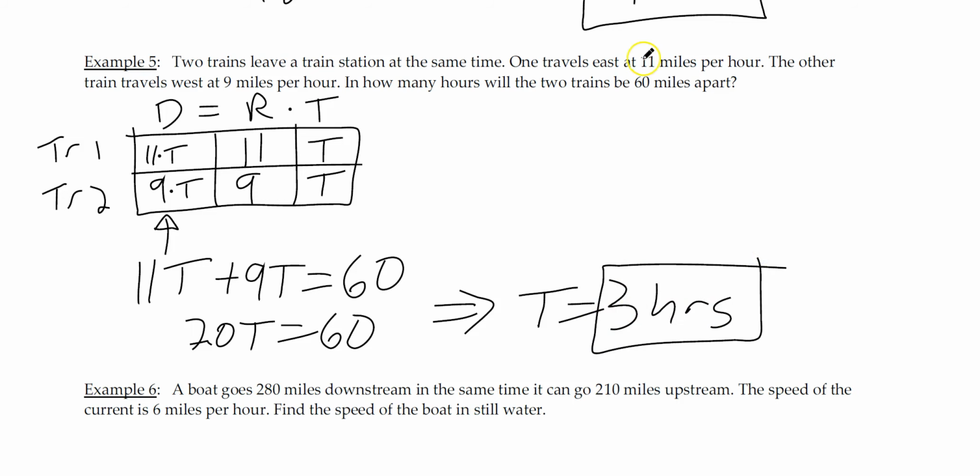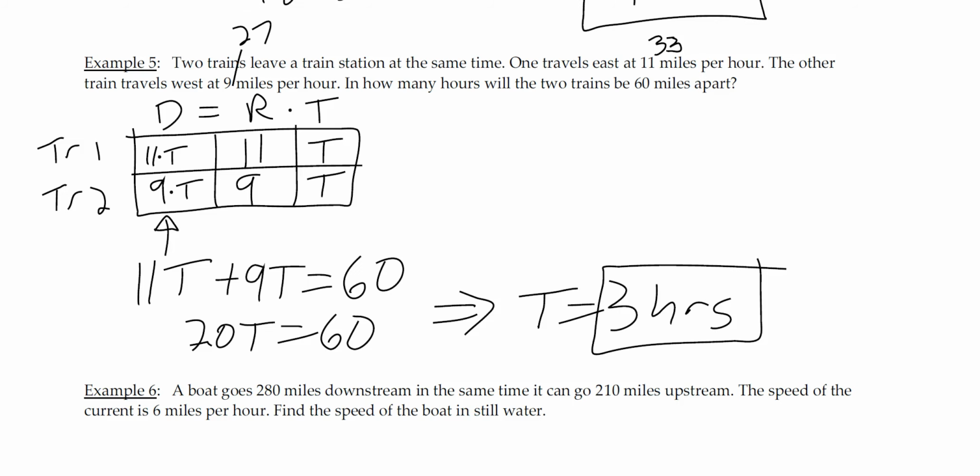In 3 hours, going 11 miles an hour, that would be 33 miles. Going 9 miles an hour in 3, that would be 27 miles. And add those together, and they are 60 miles apart. We have verified this answer. All right. Next question.